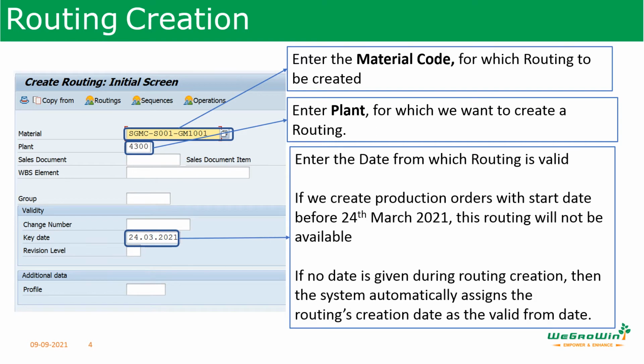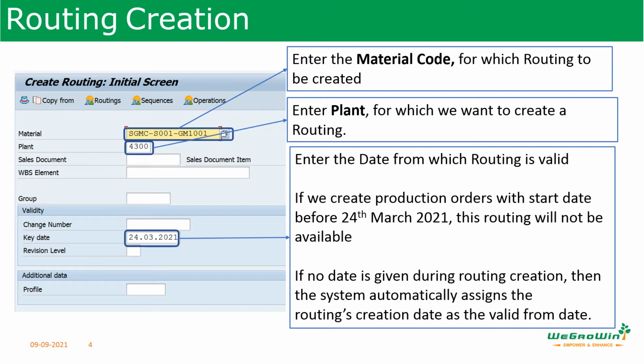This is the main point, key date. Key date is the date from which the routing is valid. If we create any production order starting from the date of 24th March, this routing will be applicable. If there are some production orders which are before this date, the routing will not be applicable there. So that is the validity date of the routing. If you keep this key date blank, the system will take the date on which we create the routing as the effective date. So please take note of it.